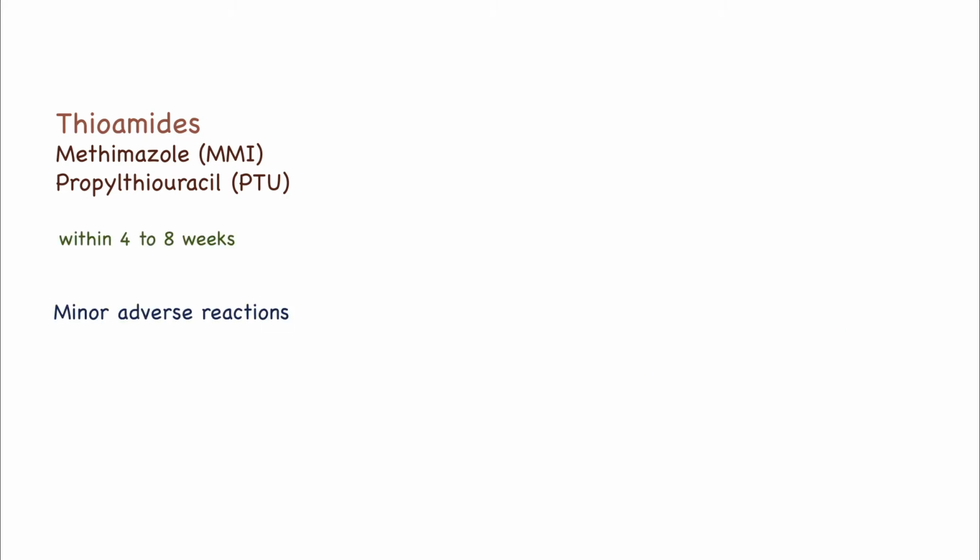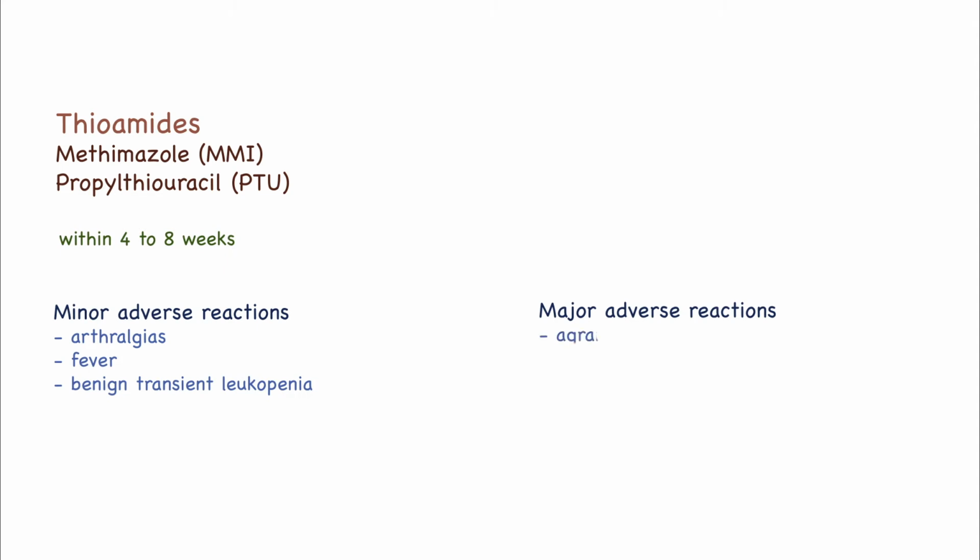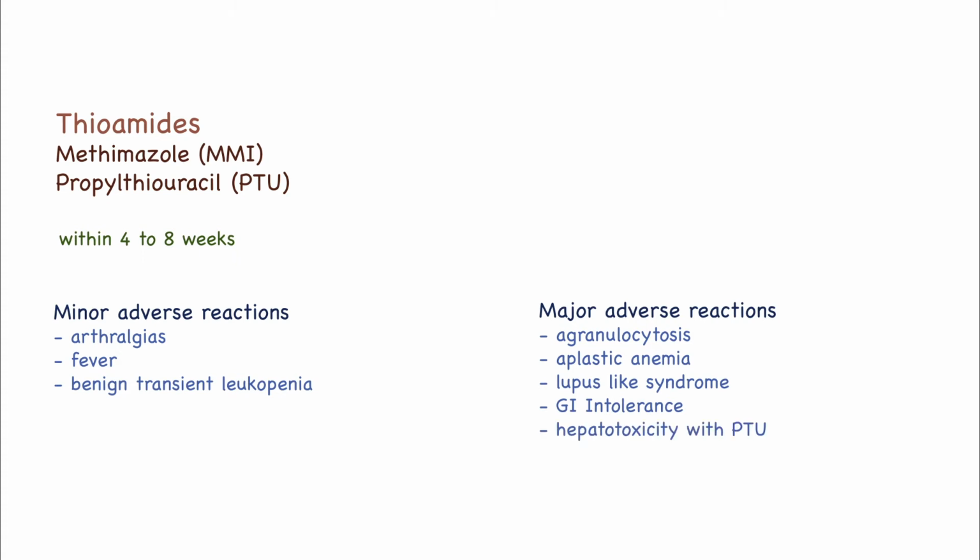Minor adverse reactions include arthralgia, fever, and benign transient leukopenia. Major adverse effects include agranulocytosis that comes with fever, gingivitis, oropharyngeal infection, and granulocyte count less than 250. Other major side effects include aplastic anemia, lupus-like syndrome, GI intolerance, and hepatotoxicity, especially with PTU.